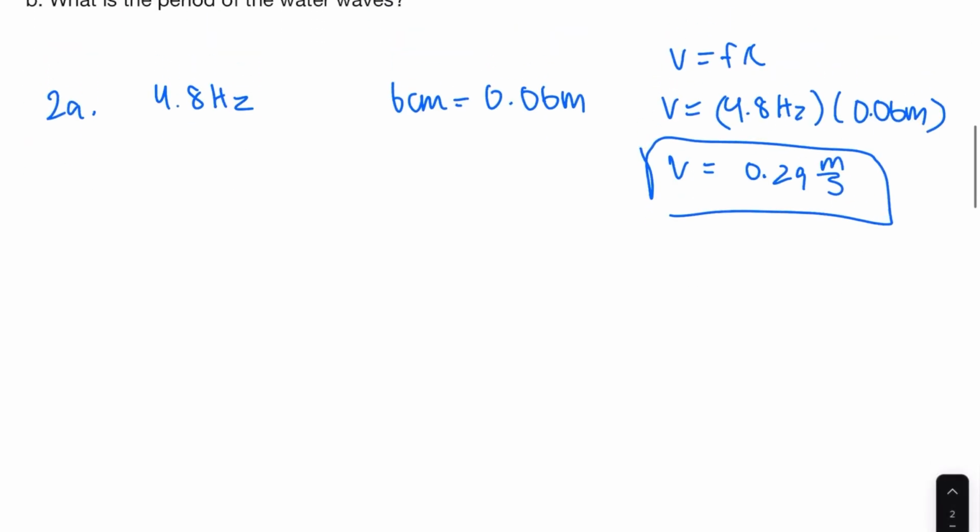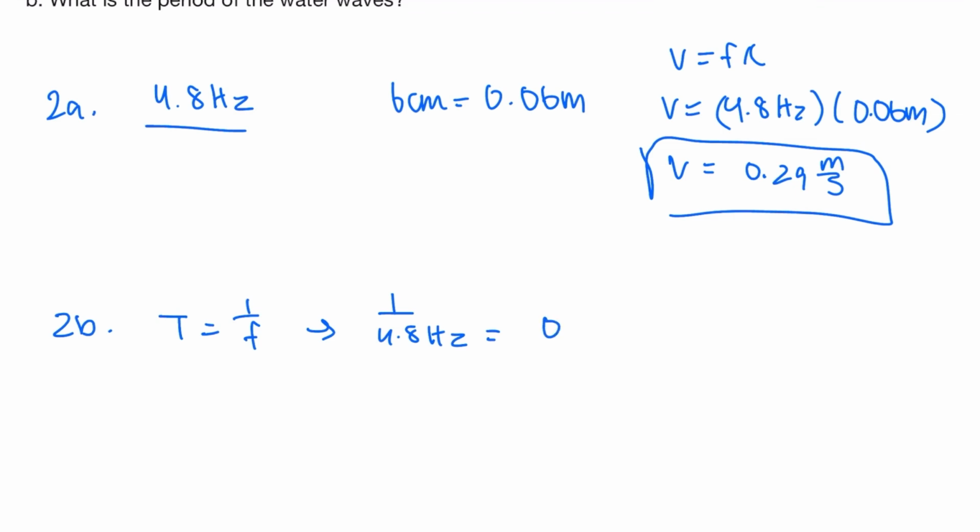Now for 2b, it's asking us, what is the period of the water waves? So we already know frequency. We solved for it up here. So period is just 1 over frequency. So 1 over 4.8 hertz equals 0.21 seconds. So our period is 0.21.